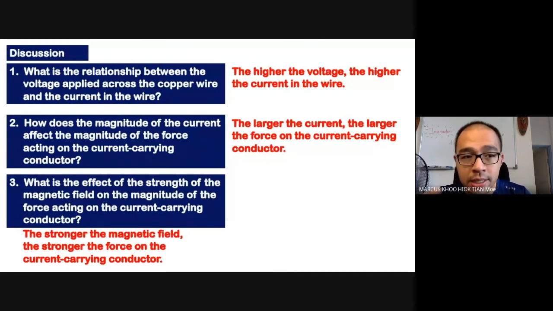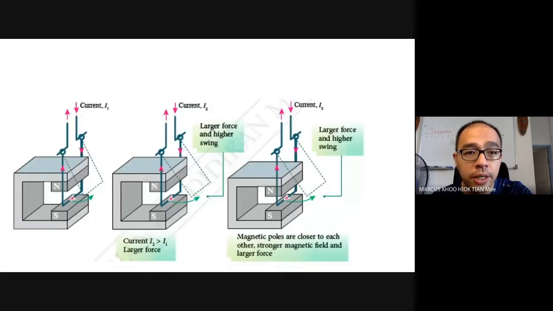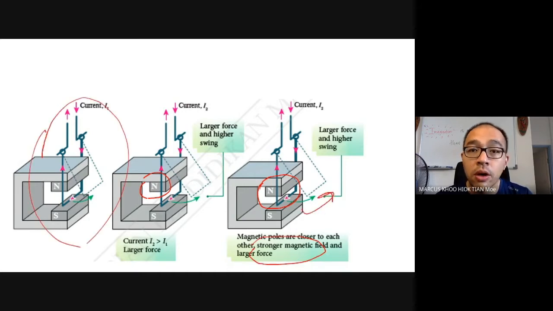pause. But the point is this, what is the effect of the strength of the magnetic field? We've already established this. The stronger the magnetic field, the stronger the force. Okay, so let's not waste time going into this. So when you have a bigger current, you have a bigger swing. When your magnet is bigger, look at this magnet, way bigger, or at least they are nearer to one another, you have a stronger magnetic field, and you will produce a bigger swing compared to the original one.